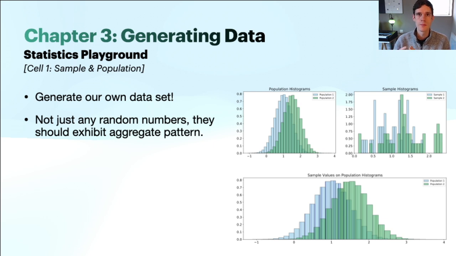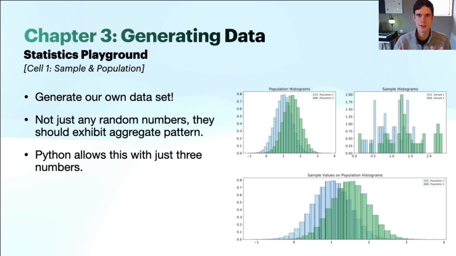Well, a dataset is basically a bunch of random numbers, but not just any random numbers. As we've seen in the previous chapter, if we bring these random numbers together to form their histogram, they should exhibit an emergent or aggregate pattern. For instance, the shape of the histogram of a normal distribution should have this bell-shaped curve. How do we now use Python to bring together these two components? Generating random numbers, which, if brought together, exhibit a general emergent pattern. And it turns out that Python allows us to do this with just one line of code and 3 numbers. So let's dive into the code and see how this is done.